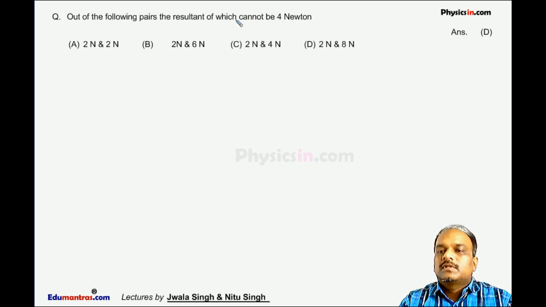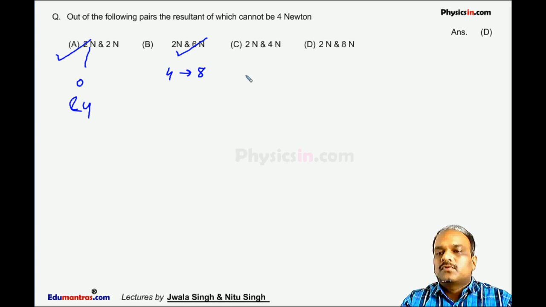Out of the following pair, the resultant cannot be 4 Newton. So we know the resultant of 2 and 2, these are the two forces. The resultant lies between 0 and 4. So it is possible, it can give 4 Newton. This 2 and 6, the minimum value is 4 and the maximum is 8. So this 4 is possible here also.